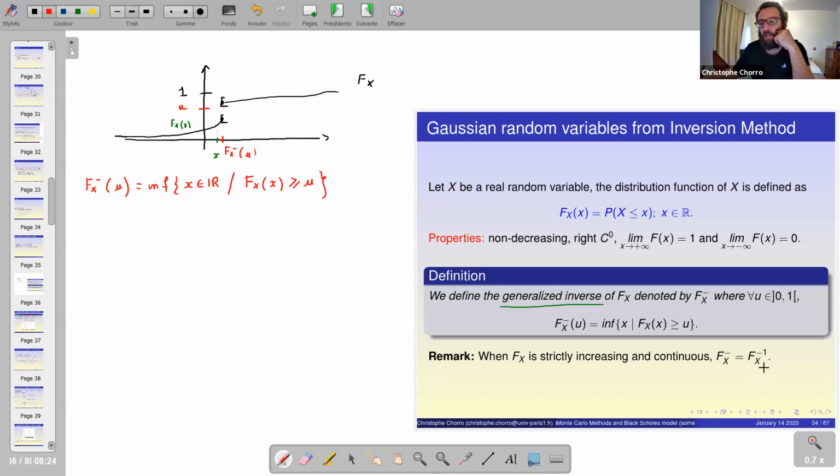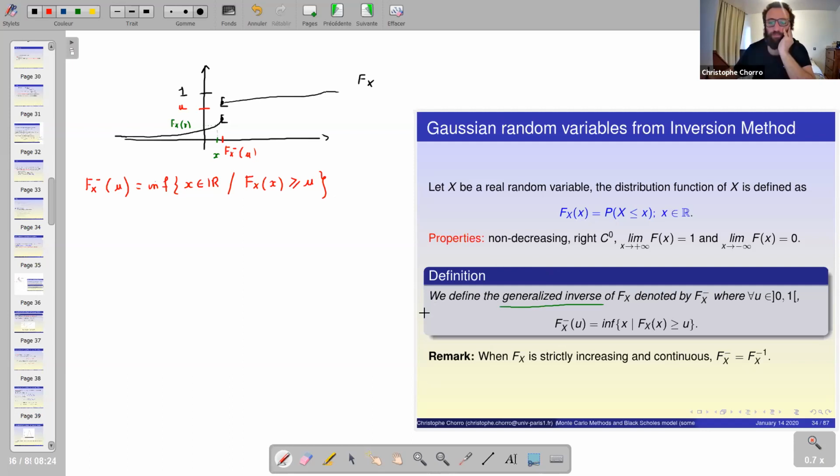And in some sense, this notion of generalized inverse, as we can suppose by the name, is something that will allow me to generalize the definition of the inverse, even if I am not bijective, in the case where I have something that is increasing, or non-decreasing.